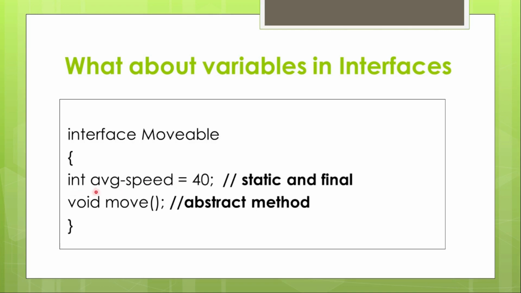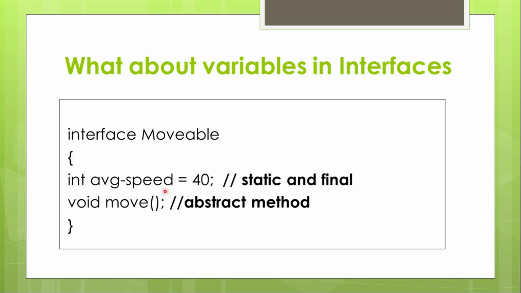So there is a provision to have a variable. You can create a variable and assign some value. Any class which implements this particular interface can access this value through the interface name. The interface name is movable. So with movable.average speed, you can access the value 40. By saying movable.average speed, you can access the value 40.